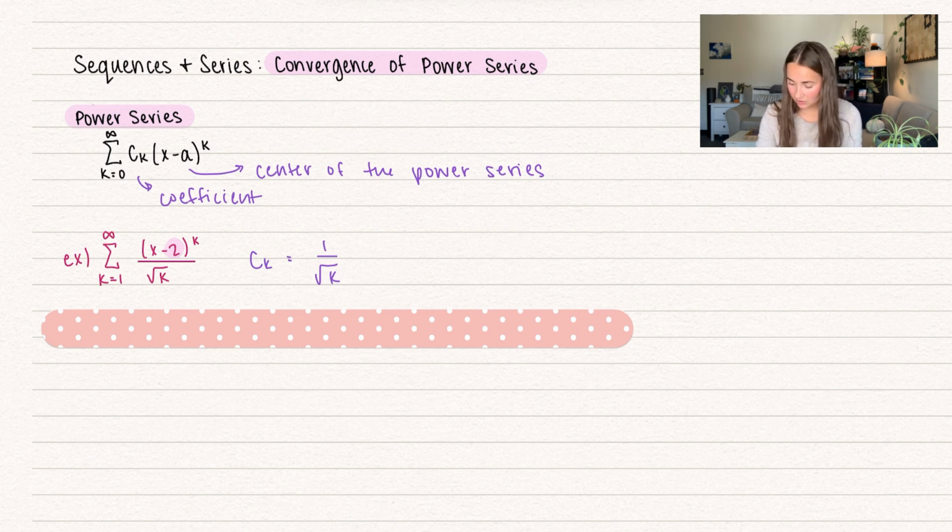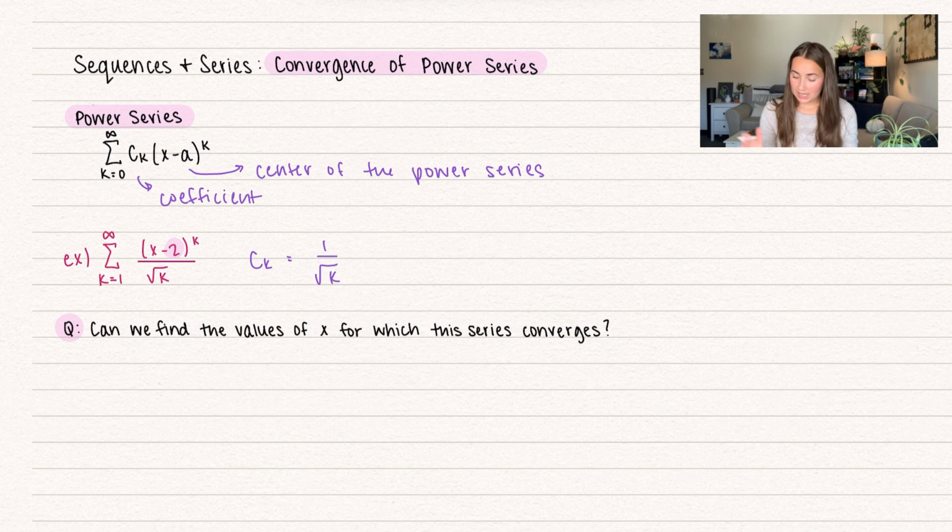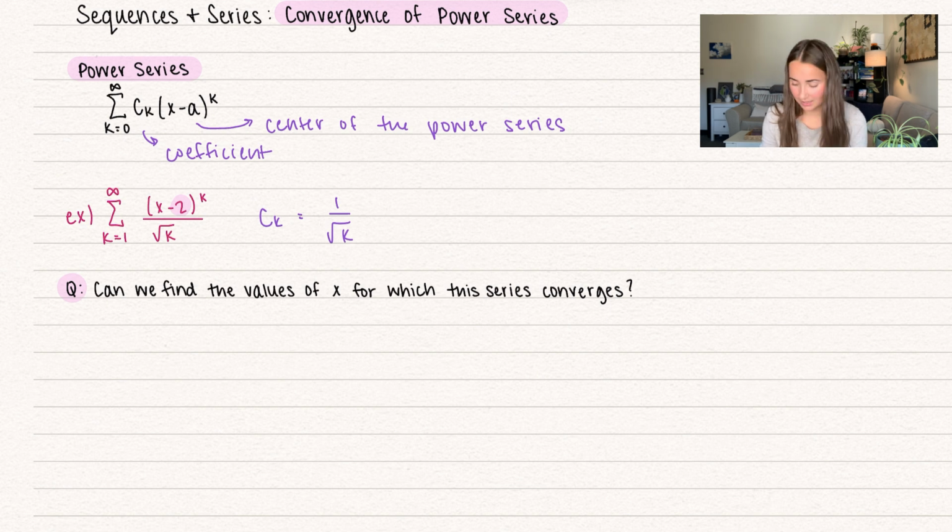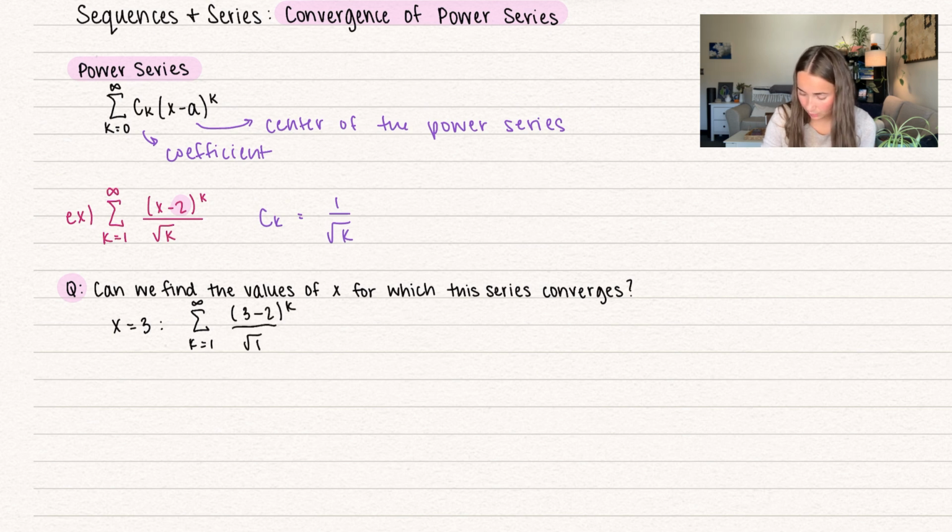So let's go ahead and talk about this. Question: can we find the values of x for which this series converges? Because I'm interested to know when it converges and when it diverges, right? And x is going to change that. So let's try plugging in some values. We can try plugging in, for example, x equal to 3. If we plug in x equal to 3, we have the summation from k equals 1 to infinity of (3 minus 2) to the power of k divided by the square root of k.